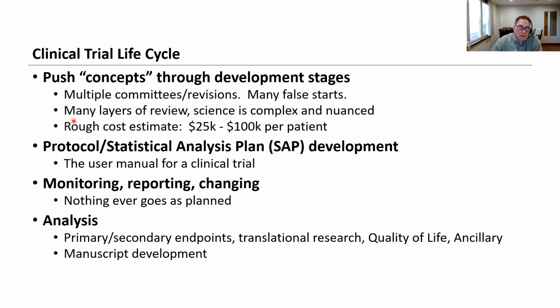After about a year in the concept phase, we move on to developing a protocol and a statistical analysis plan. This part takes about 6 months. After that, we have to get into database building, data collection, monitoring, reporting, fixing all the data, and trying to correct the things that go wrong, because nothing ever goes as planned. And then at the end, there's an analysis: primary and secondary endpoints, translational research, quality of life, ancillary projects, and lots of manuscripts developed at the end.